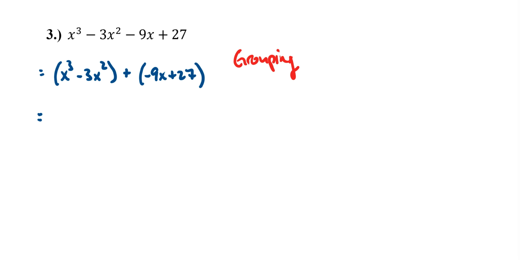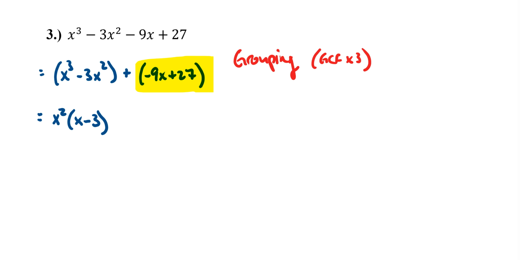And all grouping is actually GCF times 3. It's 3 different GCFs in a row here. So you're going to do the GCF of each group separately. So the GCF of the first group is x squared. If you factor out an x squared, you're left with x minus 3. Then you're going to do the GCF of the second group over here.